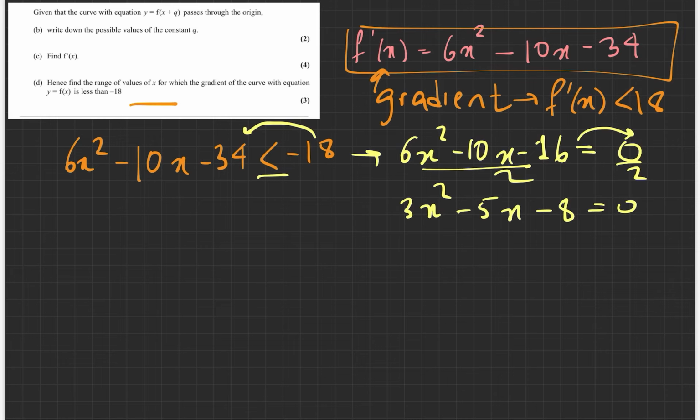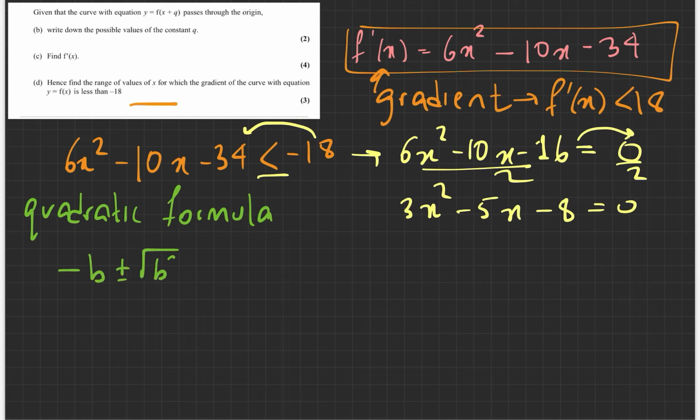Okay, and because it's a bit more complicated to solve this, I'm going to use the quadratic formula. So the quadratic formula is basically x equals minus b plus or minus the square root of b squared minus 4ac, divided by 2a, right? So this is a, this is b, and this is c. I'm just going to input these values in.